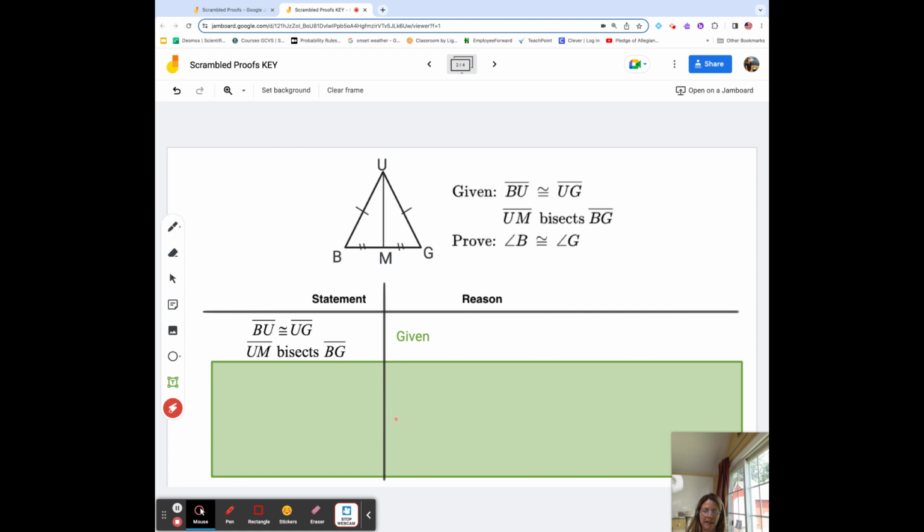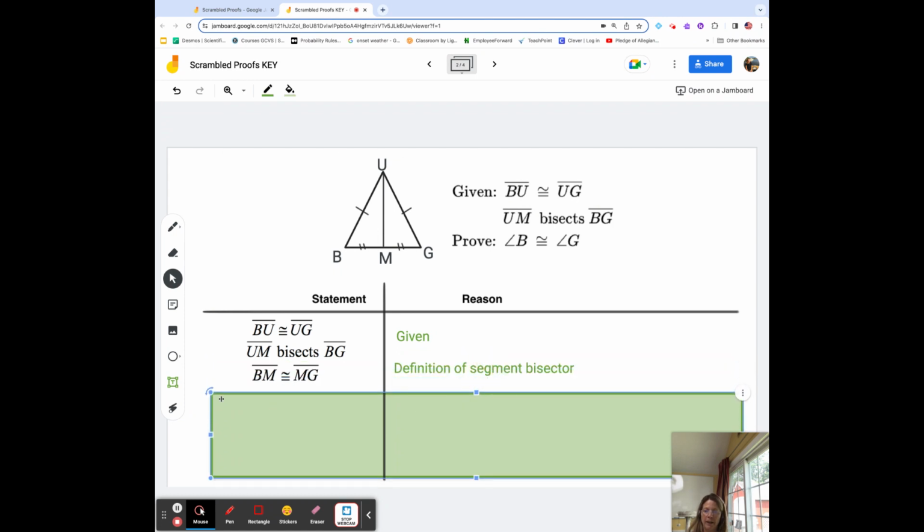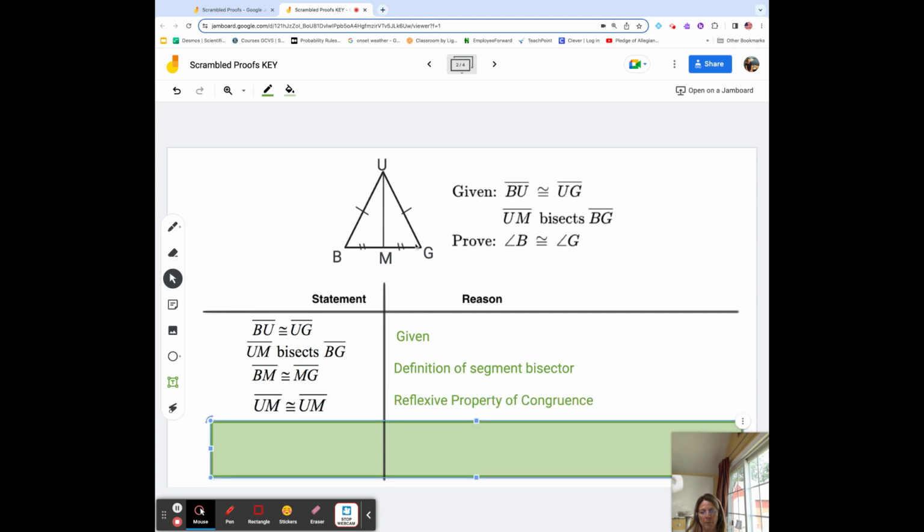Next, I decided to put my given information first. So I dragged this up to the very top, justified by given. Next, I used the definition of segment bisector to state that BM is congruent to MG. Now I'm using the reflexive property to show that UM is congruent to itself.